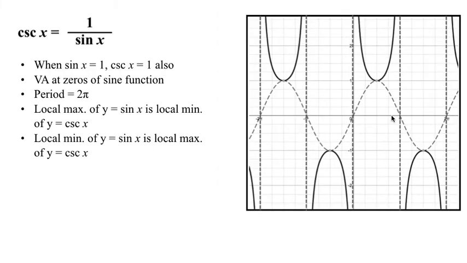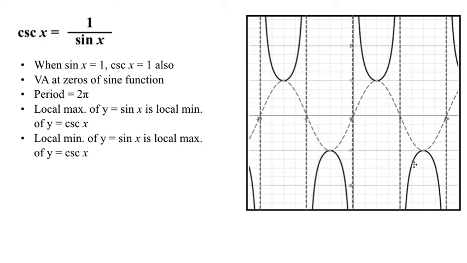The cosecant function looks very similar to the secant function. The difference is when the sine function is 0, that's where we get our vertical asymptotes. So at 0, and then over here again, at pi radians and at 2 pi radians, that's where we get our vertical asymptotes. Again, whenever the sine function is at a local maximum, we get a local minimum for the cosecant. And when sine is at a local minimum, we get a local maximum for the cosecant function.